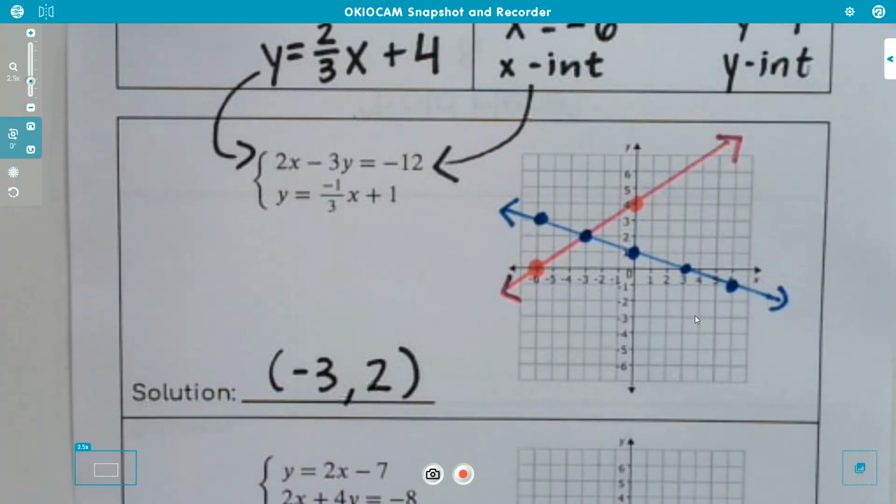All right, any questions on either of those problems, or on either of those lines, and therefore that one big problem? All right, we've got two more.